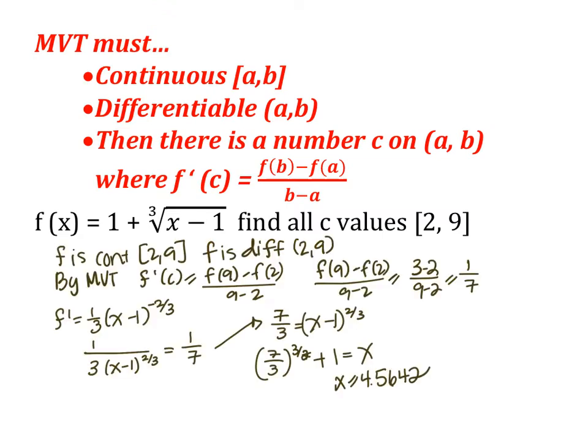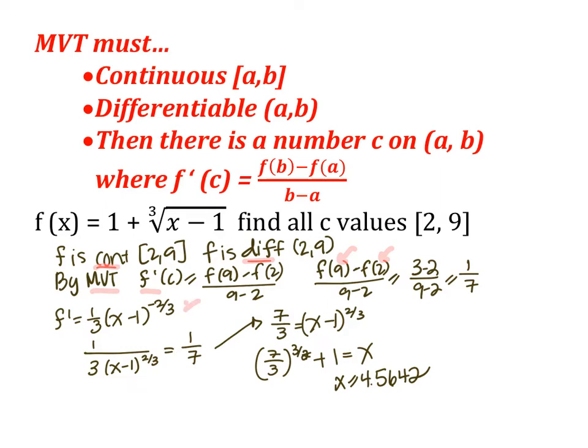So again, it is continuous, it is differentiable. By MVT, the derivative must equal the slope. I plugged in 9 and 2 as my endpoints, and I got 3 minus 2 over 9 minus 2, and I got 1/7.